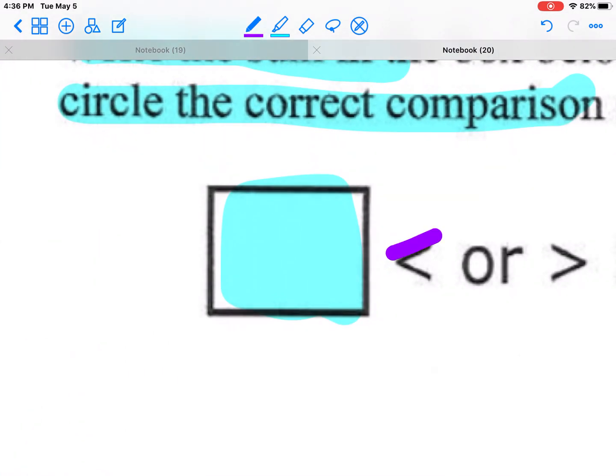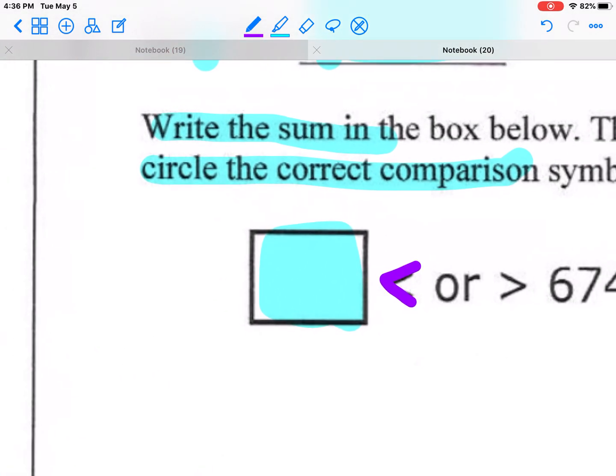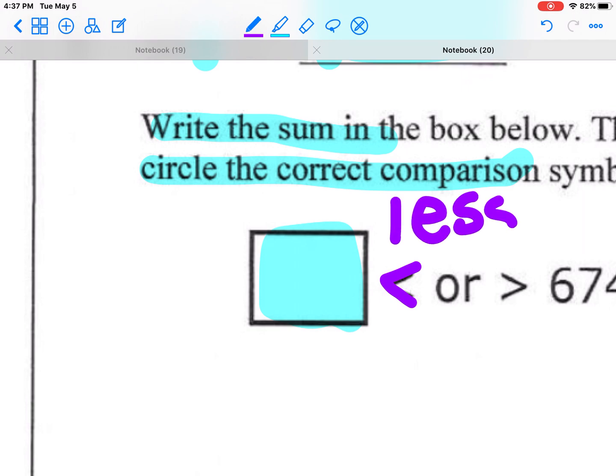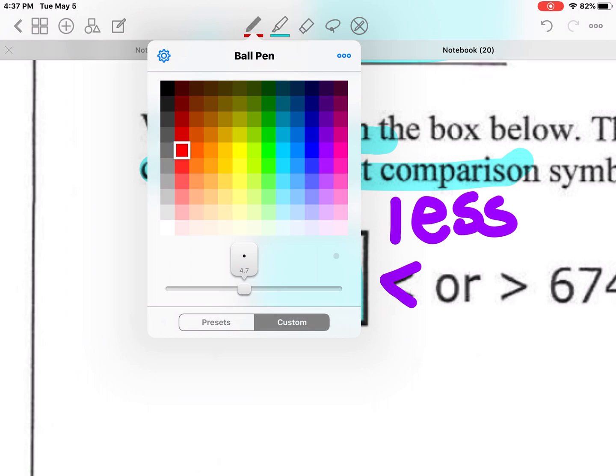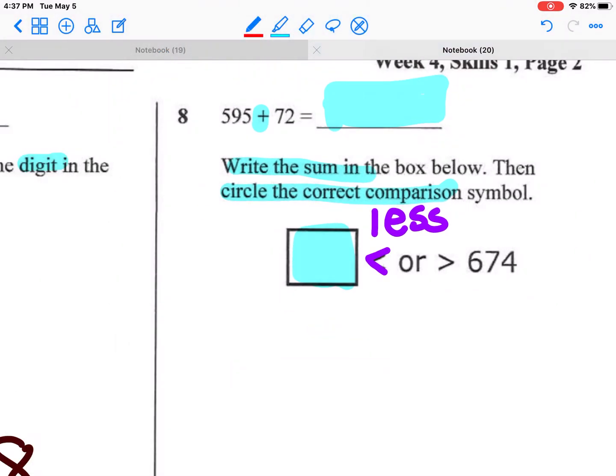Again, this comparison means that the sum is less than, and this one means that the sum is greater or more. Let's go ahead and solve.